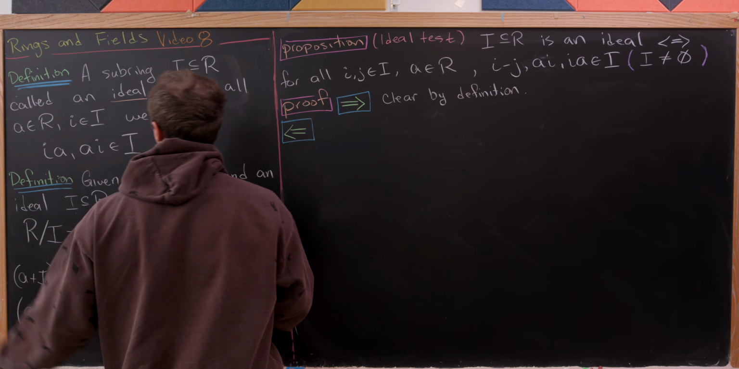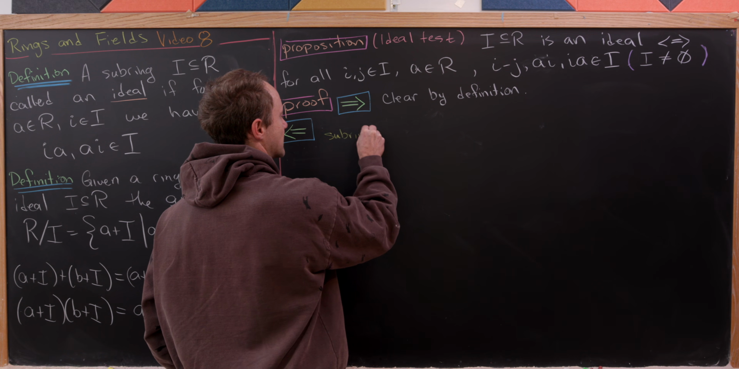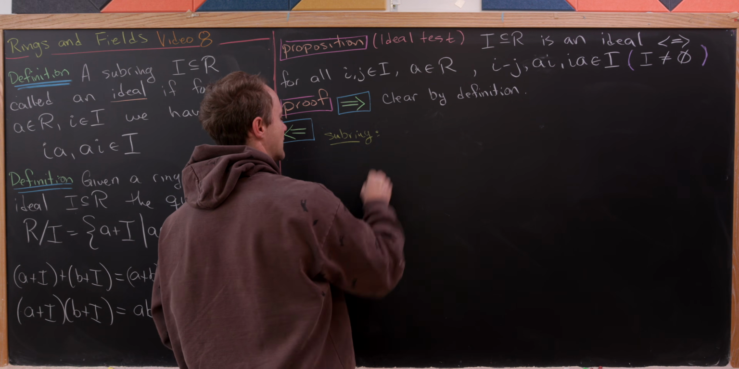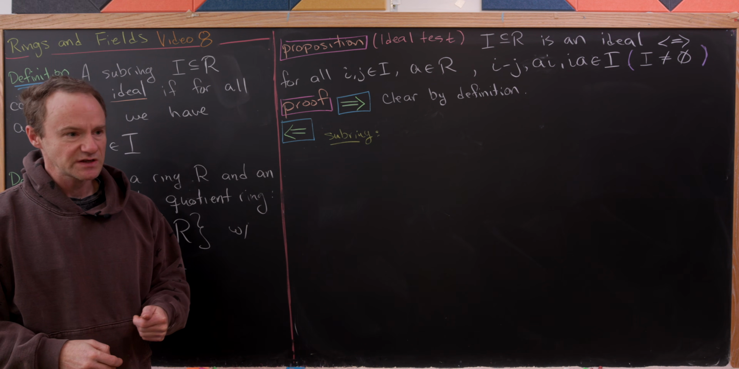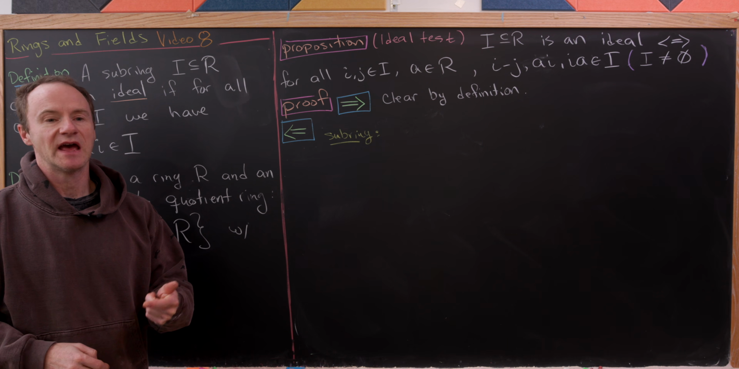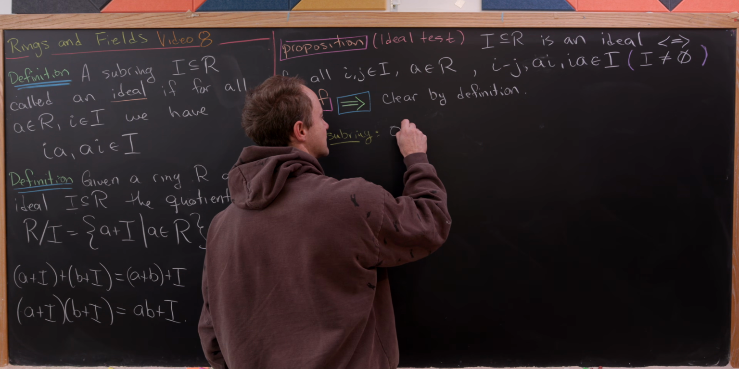So let's observe up here, we need to first check that this is a subring. So if you might recall, in order to be a subring, you have to have the 0 element, you have to be closed under addition, and you have to have all additive inverses. So let's just make sure we have the 0 element.